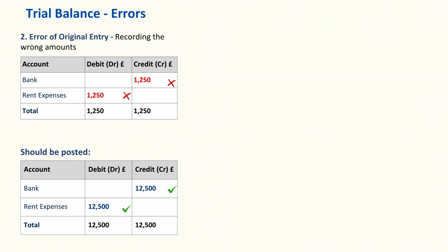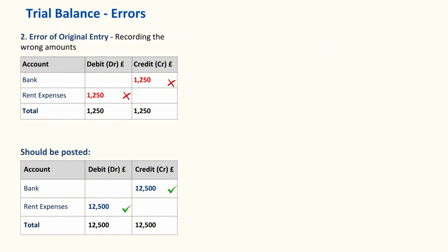Second type of error is error of original entry. Error of original entry is when the wrong figure is recorded from the very beginning. An error of original entry happens when the correct accounts are used, but the amount itself is written incorrectly when the transaction is first entered in the books. This means the mistake starts at the source.